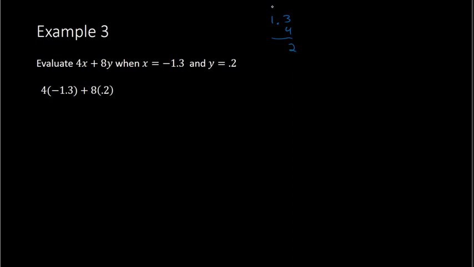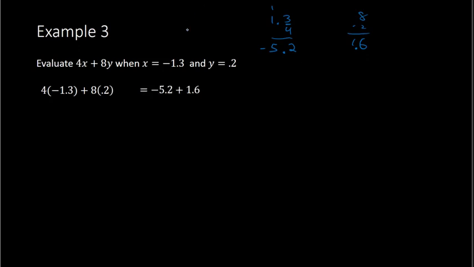That gives me 12, carry the 1, and that's a 5. We have 1 digit after the decimal point, so I need 1 digit after the decimal point in my final answer. So that would become 5.2, and it's going to be -5.2 because of this negative sign. And then 8 times 0.2, that would give me 16, and the decimal point has 1 digit after it. So for my final answer, I need 1 digit after the decimal point as well. So that would be 1.6.